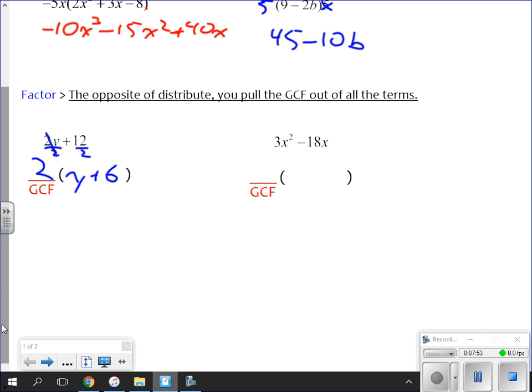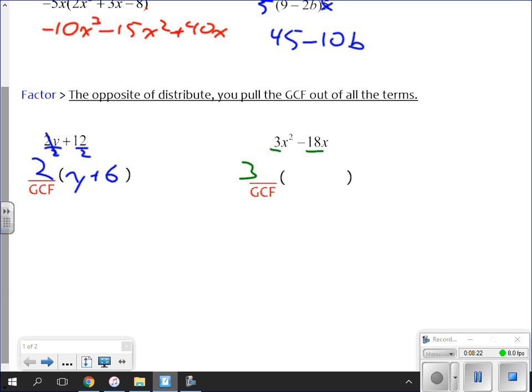Let's take a look at this one here. 3 and 18. What am I going to pull out? What goes into 3 and into 18? 3. 3 divides into both of those. And sometimes it's the number in front, sometimes it's not. It may get a little more difficult, but right now on this one, 3 goes into 3 and 3 goes into 18. So I can pull out a 3.